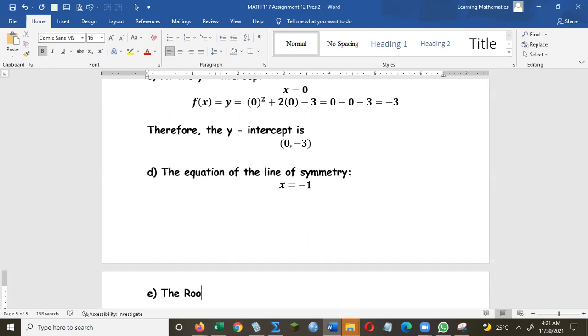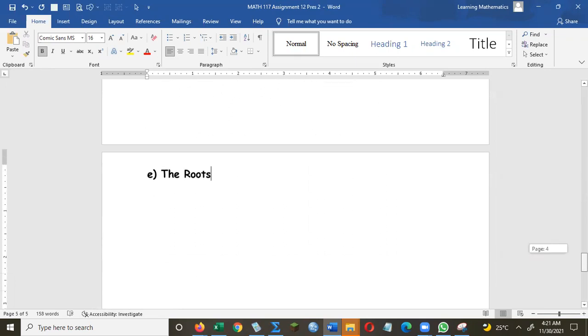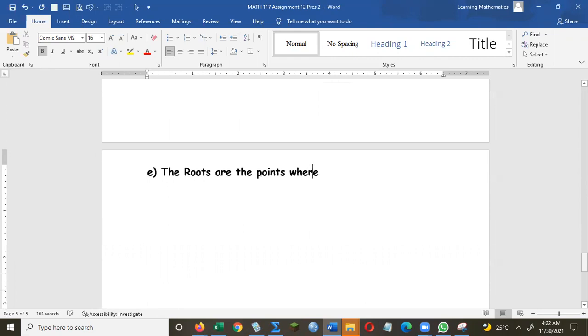The roots. Okay, once we hear roots, think of x-axis. The roots are the points where the graph touches x. Always take that in mind. This is where y is equal to 0 now. So that's where y is equal to 0.